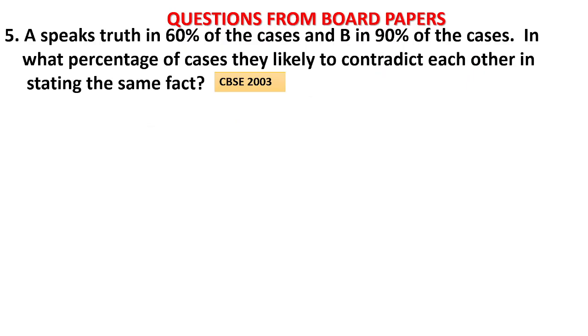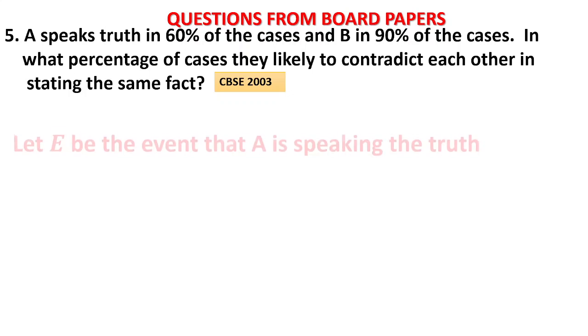Let us move on to question number 5 from the CBSE 2003 question paper, which is from probability. A speaks truth in 60% of the cases, B in 90%. In what percentage are they likely to contradict? Contradict means the first one tells a lie and the second one tells the truth, or the first one tells the truth and the second one tells a lie, like that. Okay. All the possible cases we have to take.